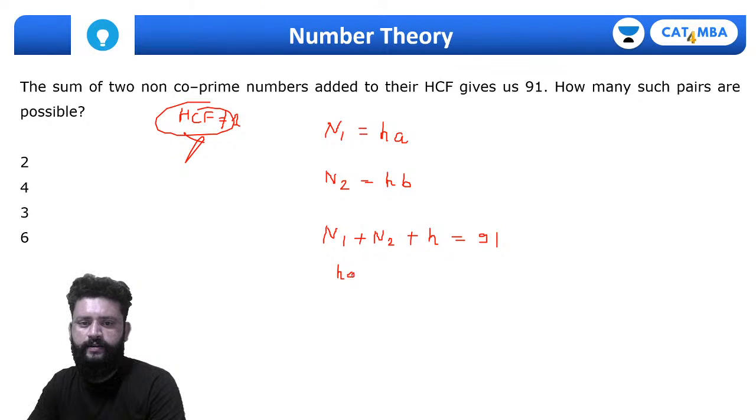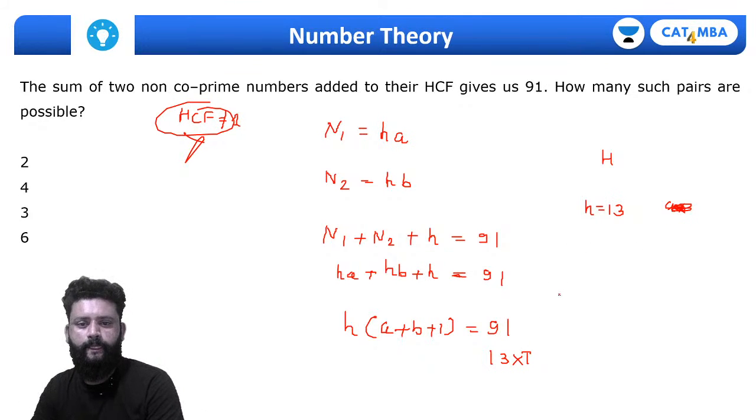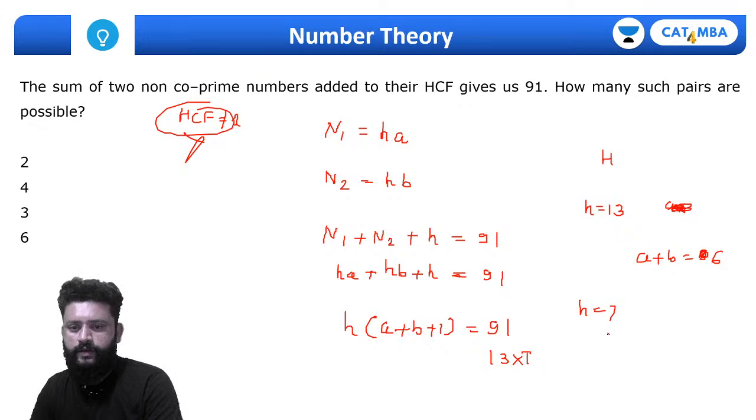Okay, so HA plus HB plus H must be 91. So H common, A plus B plus 1 is 91. So H must be 13 or 7. There are only two possibilities. If H is 13, then A plus B, but that H is 13, your answer is coming 4, so A plus B must be 6. And if H is 7, then A plus B must be 12.